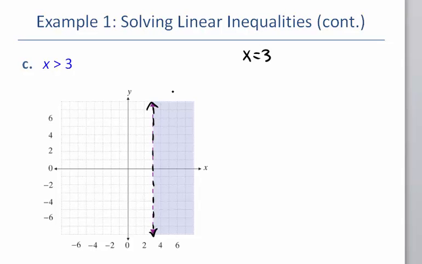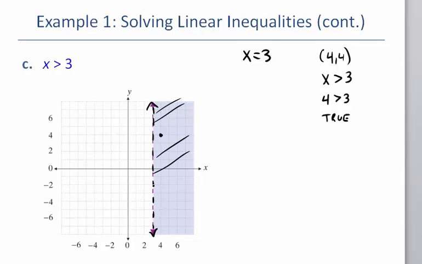And then we need to determine which side to shade on. And so you pick a point. Again, pick any point that you want as long as it's not on the line. So I might pick the point, let's pick the point 4, 4. So 1, 2, 3, 4, 1, 2, 3, 4. There's my point. This is my test point. I'm going to plug it into my original equation. So the only thing I can plug in is the x. So 4 is greater than 3. That is true, which means that every point on this side is a solution to the inequality. And so I shade on that side.